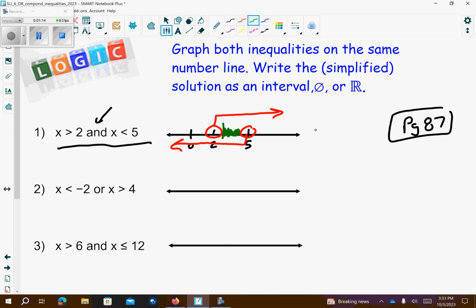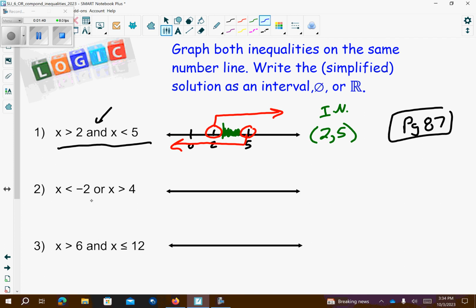So this region in between these two is our solution. If we wanted to put this in interval notation, we're going to do 2 and 5, and being we don't have an equal sign, it's both soft brackets. This is not a point. This is interval notation saying that my shaded region goes between 2 and 5, but I don't include the endpoints of 2 and 5.